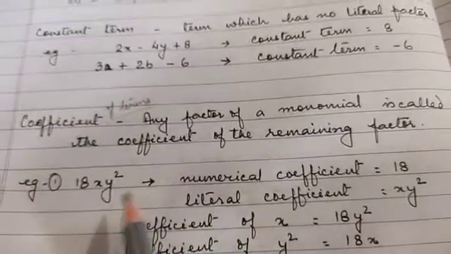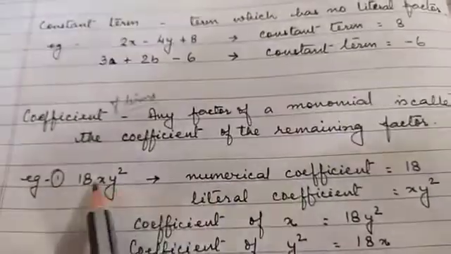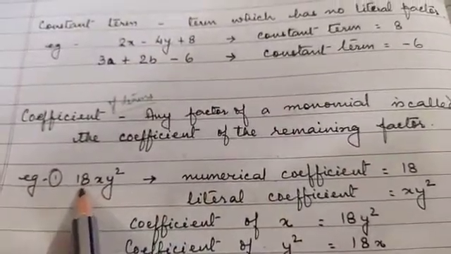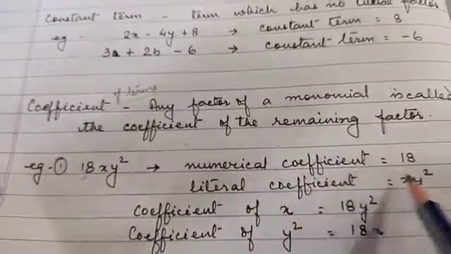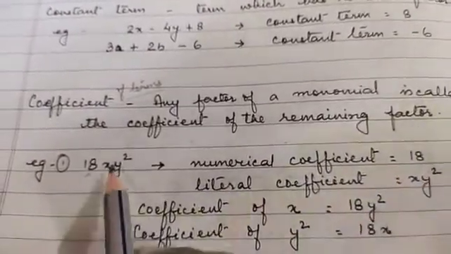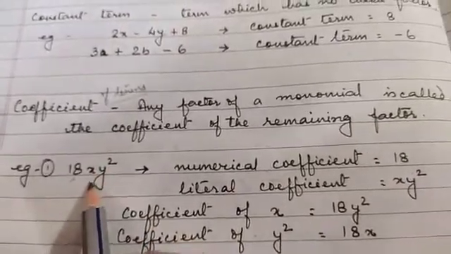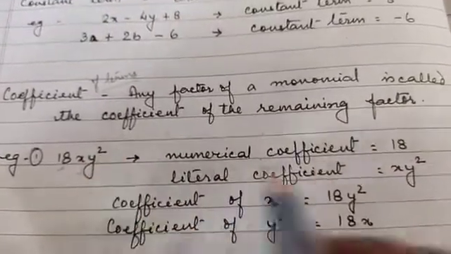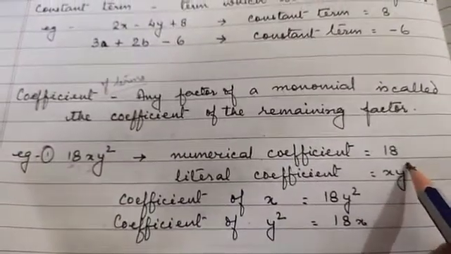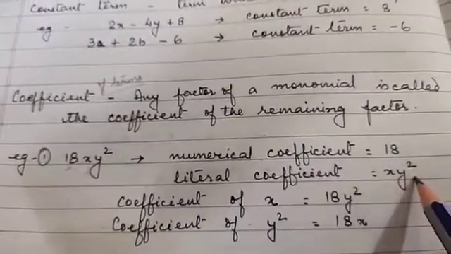Here when I write numerical coefficient, 18 is what? 18 is the numerical factor, so the numerical coefficient is 18. And what are the literal coefficients? Literal coefficient is xy to the power 2. xy square is the literal coefficient.